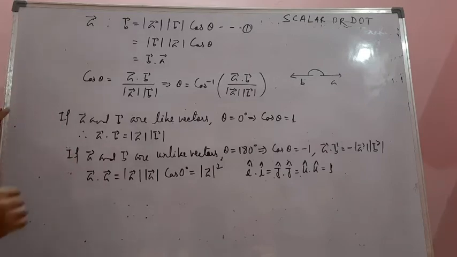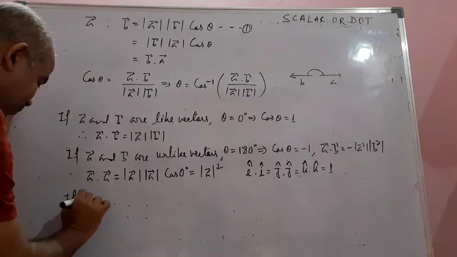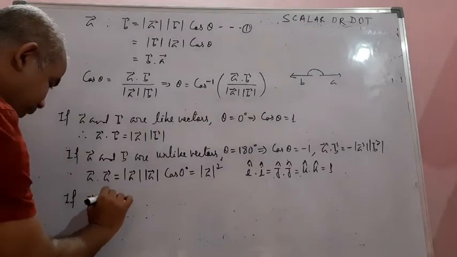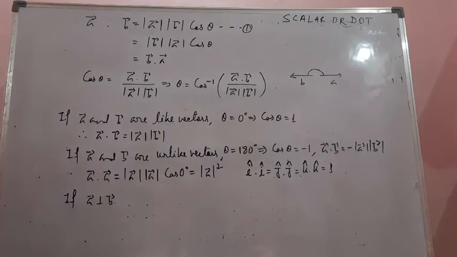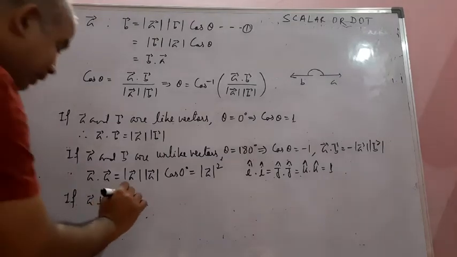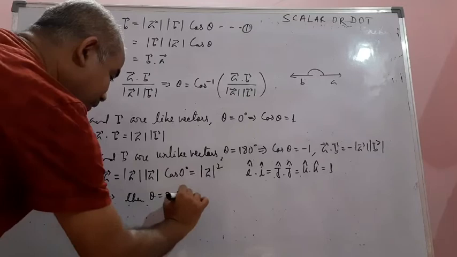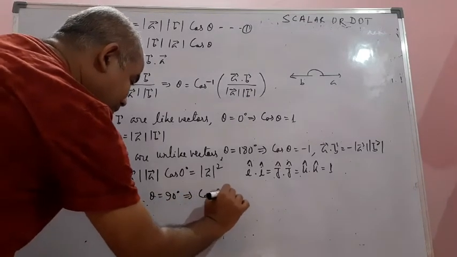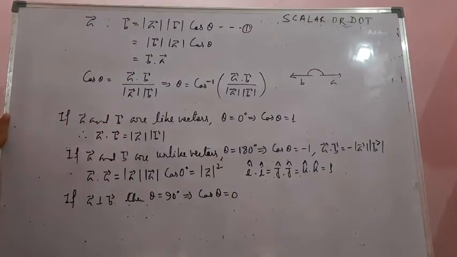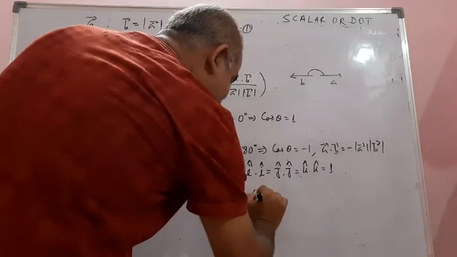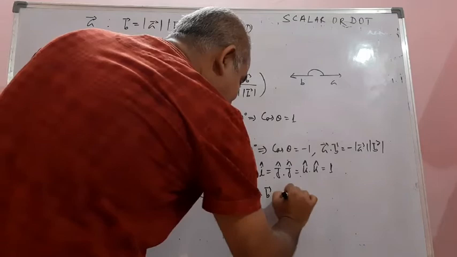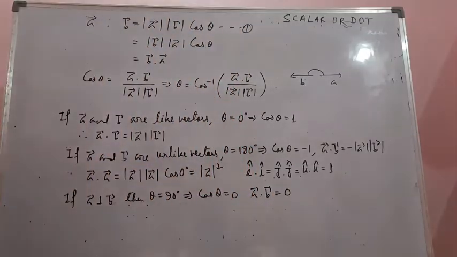Next, suppose vectors a and b are perpendicular. If the two vectors are perpendicular, then what will be theta? Theta will be 90 degree, which implies that cos theta is 0. If cos theta is 0, then following this formula, what will be a dot b? a dot b is 0. So the dot product of two vectors is 0 if they are perpendicular to each other.